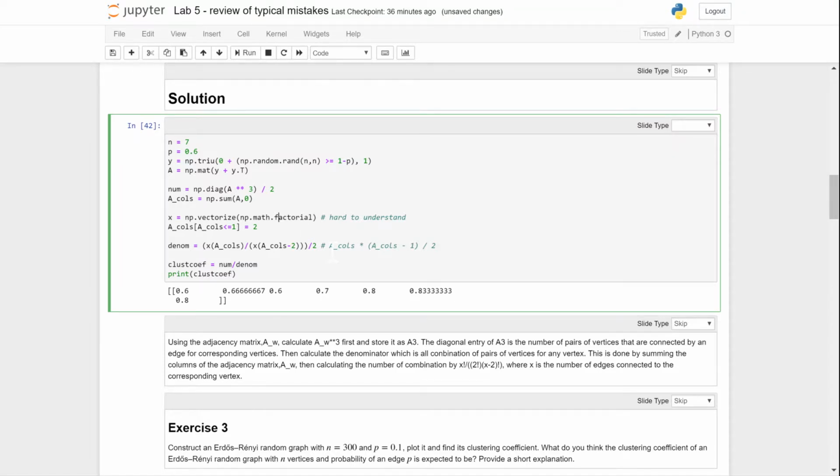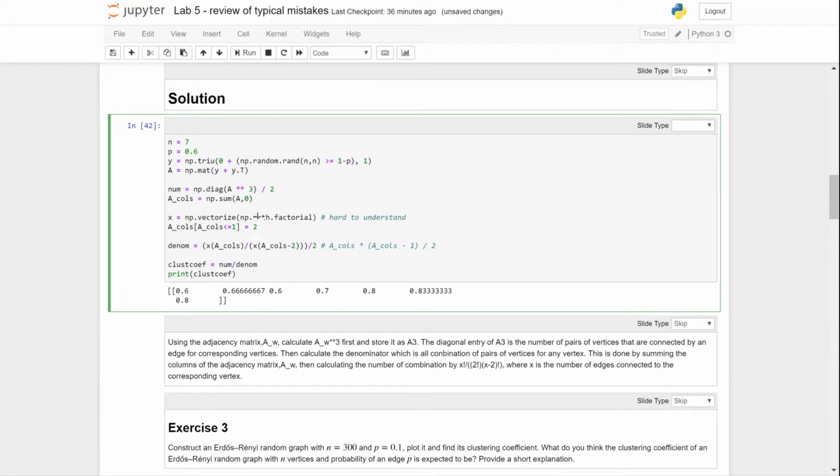I understand that the purpose was probably to avoid issues with factorial of 0 and factorial of 1. Because factorial of 0 is 1 and factorial of 1 is also 1, but if we do it like this, then the result is going to be 0, and it's going to lead to indeterminate forms like 0 over 0, and then we have to take care of it. But still, taking care of those things is, I think, more natural and more reasonable, and definitely is going to be much more efficient than vectorizing the factorial function.